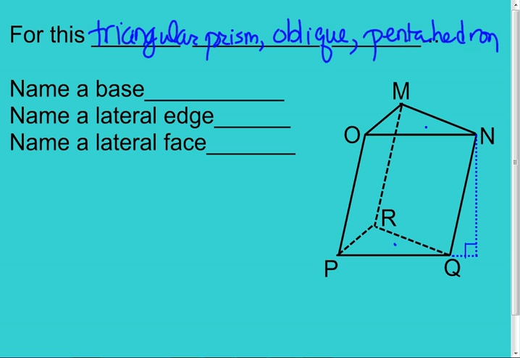Okay, name a base. Matt Lambert, what's a base? PRQ. That's correct. Except that what do we have to put in front of that because it's a special shape? It's a triangle. Don't forget the symbols. I'll mark it wrong. If triangles, you got to have the symbols. Segments, you got to have the symbols.